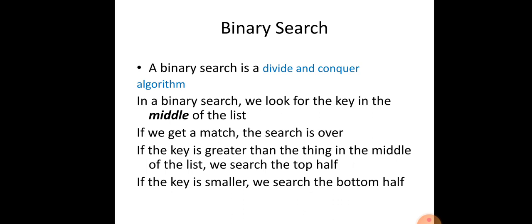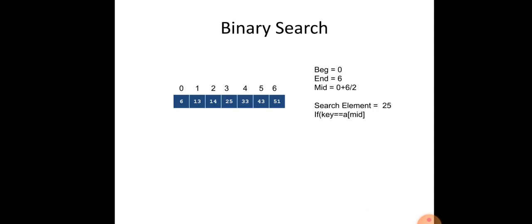Suppose the middle element is not the key element, then we go to the next condition: if the key is greater than the element in the middle of the list, we search the top half. If it is not greater, we go to the next condition: if the key is smaller, we search the bottom half. This is the binary search algorithm method. Here we have n number of elements: 6, 13, 14, 25, 33, 43, and 15.